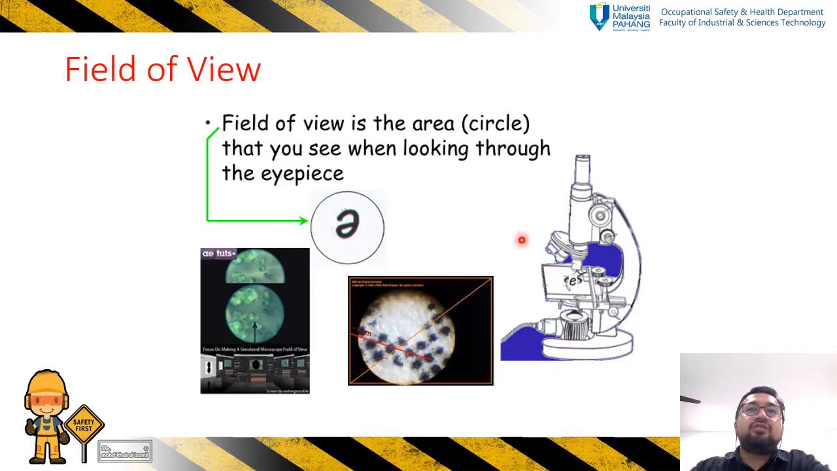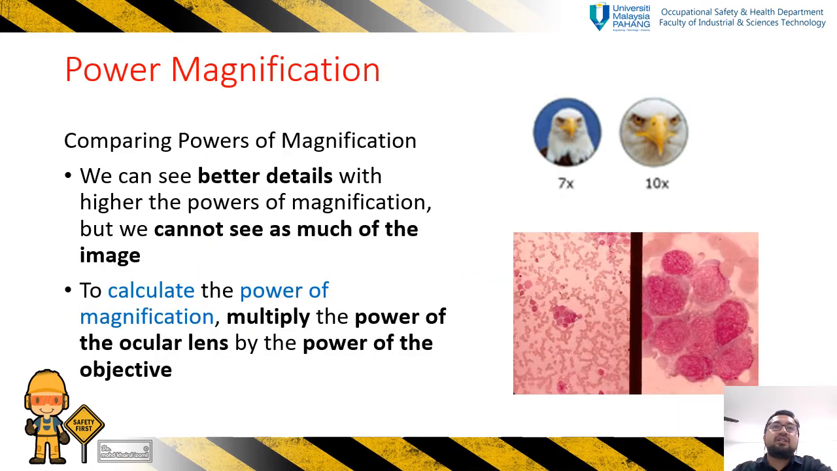So field of view, okay? Field of view is the area yang kita nampak, yang ni lah. Ini saja yang kita nampak sebenarnya. Mungkin spesimen ni besar. So the field of view ni adalah that you see when looking through the eyepiece. Selalunya under the microscope, ni contoh lah image yang kita akan nampak. So power magnification. We can see better details with higher the power of magnifications, but we cannot see as much of the image. Maknanya, bila kita nak tengok sesuatu tu secara jelas, kita hanya nampak kawasan ni sahaja.